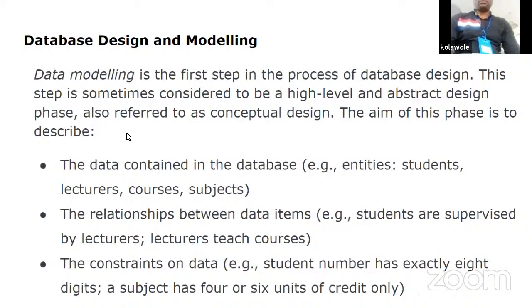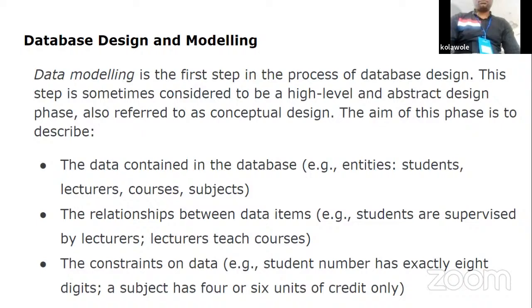Now, likewise, we have database design and modeling. Data modeling is the first step in the process of database design. This step is sometimes considered to be a high-level and abstract design phase, also referred to as conceptual design. The aim of this phase is to describe the data contained in the database, that is the entities. Entities are the places we want to get information from, that is the students, lecturers, courses, and subjects. These are the entities you want to get data from.